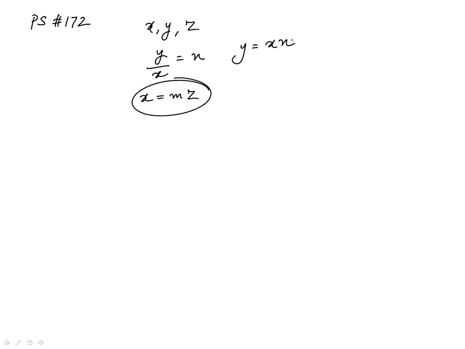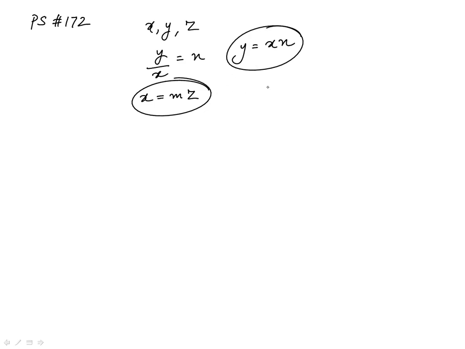So in this problem, we're given x, y, z are positive integers, and we're told x is a factor of y, which means y over x is some integer. I'm just going to call it n, which means y is a multiple of x. And then it says x is a multiple of z, which means x is some integer times z. So this is a relationship between x and y.